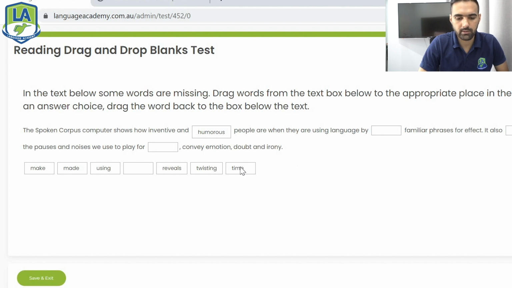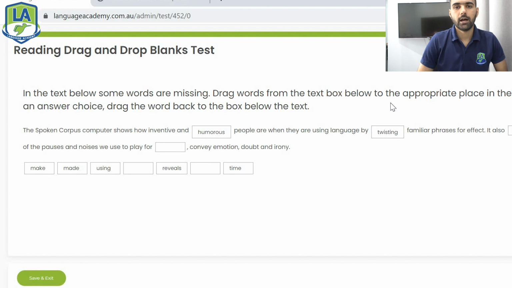What do we do with the phrases or dialogues, you can say? You cannot say by making familiar phrases, or by using familiar phrases. If you say using, it's not the right answer, because they're not using language by using phrases. No, they're doing something with the phrases. They're twisting the familiar phrases.